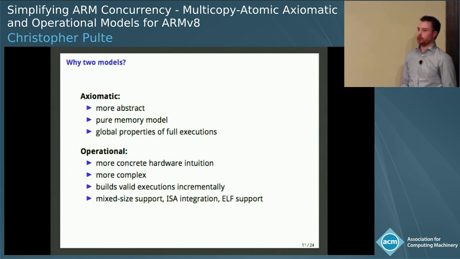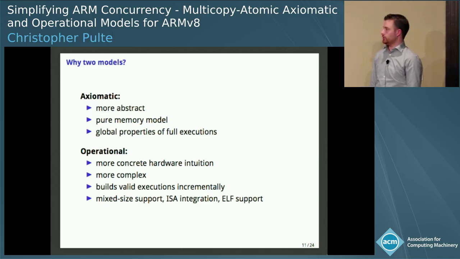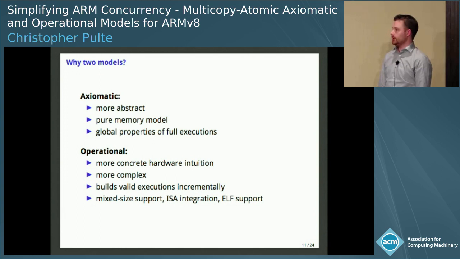But apart from that, these two styles of models seem to have different advantages and disadvantages. The axiomatic model is nice in that it's more abstract because it works at the abstraction level of pure memory events, and it's very good at directly giving you properties of full executions. The operational model, on the other hand, is good because it gives you a more concrete hardware intuition, and so it gives you more confidence in the model, which comes at the expense of additional complexity.